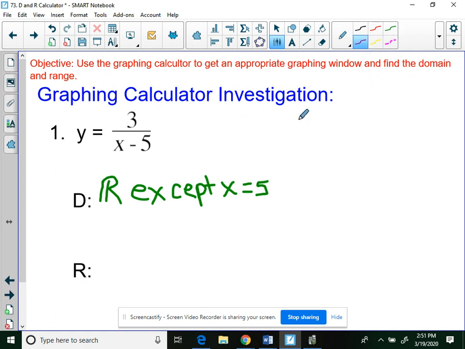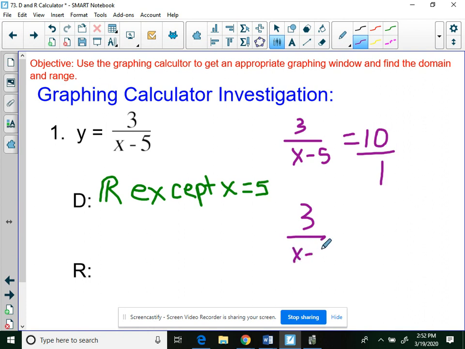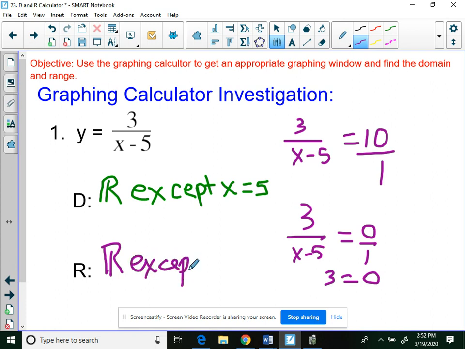And then for the range, think about the range as all the y values. So if you picked a random number, if I said 3 over x minus 5 equals 10, right, is that solvable? Yeah. It might be a fraction, it might be a weird answer, but we can cross-multiply and we can solve it. The only thing that will not work is 0. If you cross-multiply, you get 3 equals 0, so that doesn't work. So the range of this fraction is all real numbers except y equals 0. Now let's look at the calculator and how we can figure that out if we weren't sure.